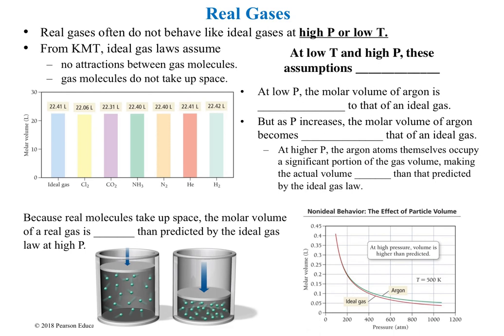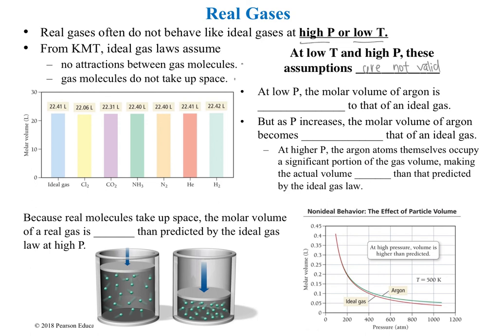Now, so far we've been considering ideal gases, but many gases do not behave ideally, specifically at high pressures and low temperatures. So ideal gases assume that there are no attractions between molecules and that molecules do not take up space when they're in the gas phase. But under these low temperatures and high pressures, these assumptions are not valid.